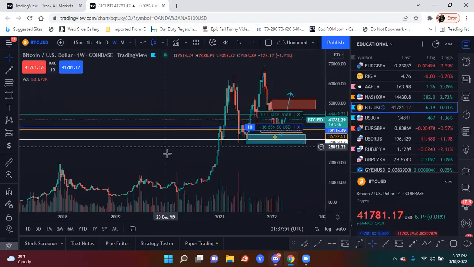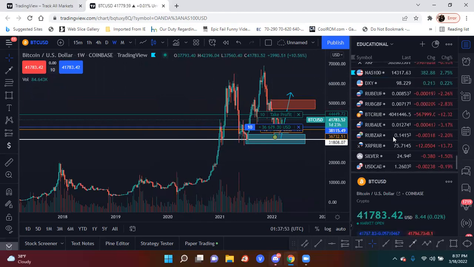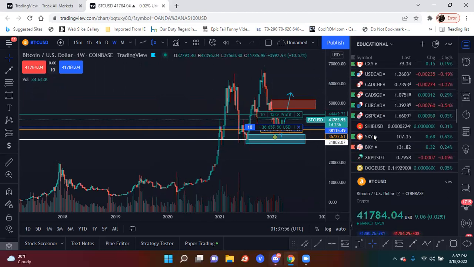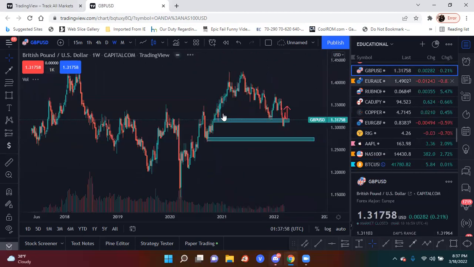Bitcoin, so pretty much the same thing. I'm not going to really go over Bitcoin. Let's go over a currency pair. Let's see it on a currency pair.